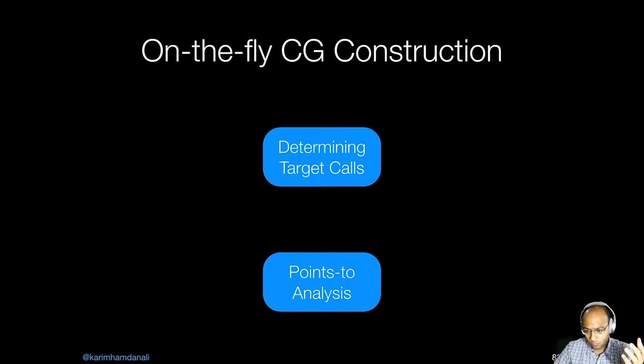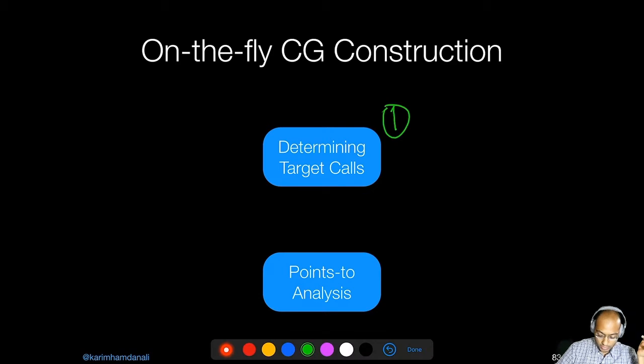So what is call graph analysis really after? What does it want to compute? It wants to compute basically two things. The first thing it wants to compute, the purpose of a call graph, is determining target calls. So give me a call site and I'm going to be able to tell you which targets this call site may have, which methods it may target.